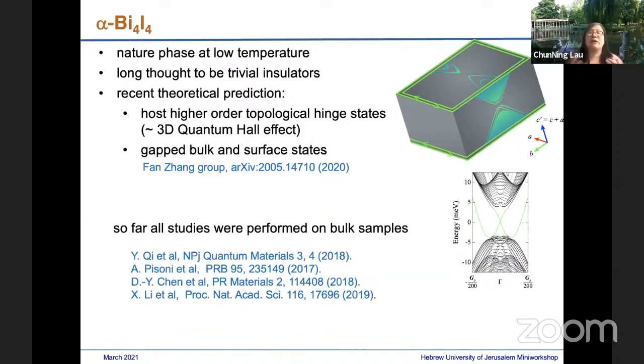So now we have edge state. In this 3D crystal, Fan's group believes that it actually has this kind of hinge state at the edges. This higher-order topological state is highly sought after, and I think so far the experimental demonstration has been kind of elusive.